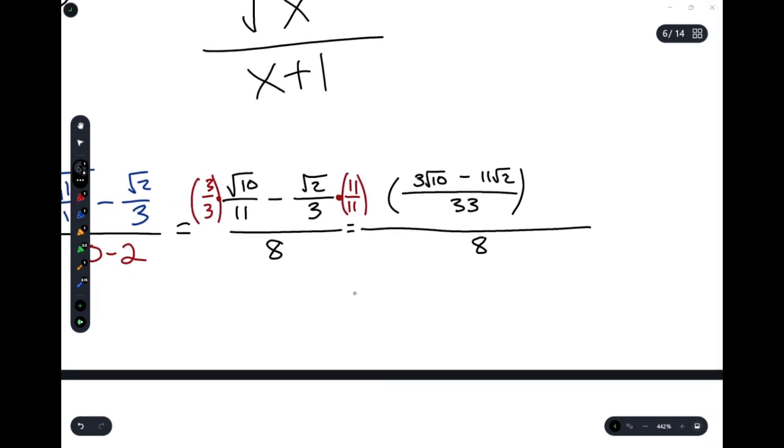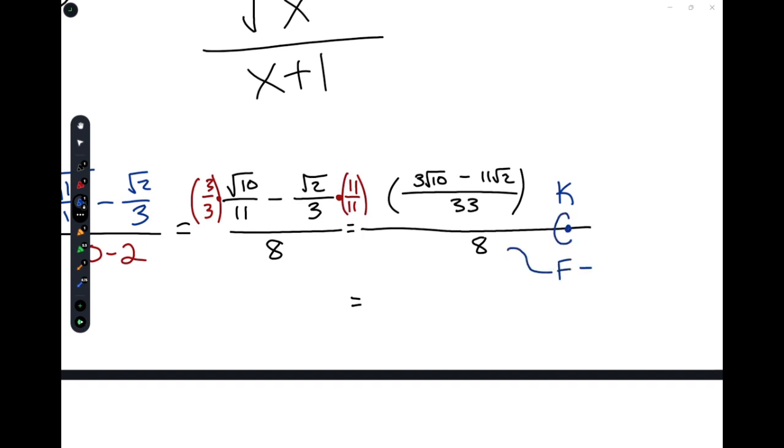So now we're looking at, wait, how did? Square root. Keep the top, change, flip. Turns into 1 over 8, right? So we're looking at 3 root 10 minus 11 root 2 over 33 times 1 over 8.